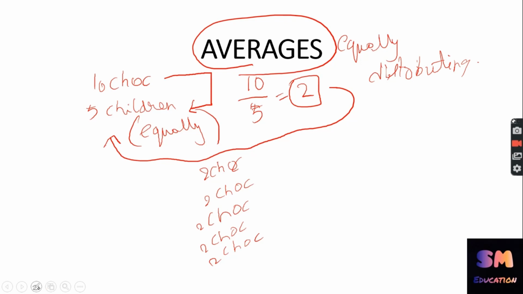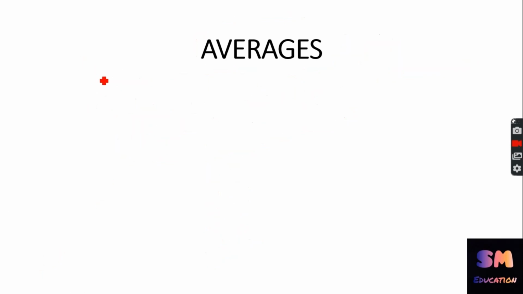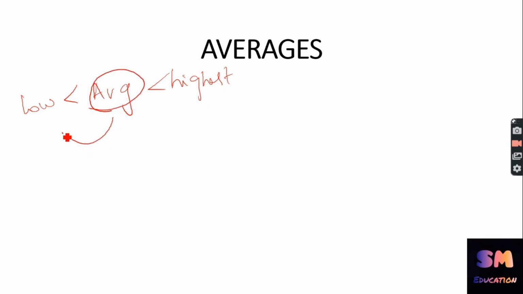Now, there is another property of the average: the average value always lies between the lowest and highest in the given data set. Average value always lies between the lowest number present in the data set and the highest number present in the data set.